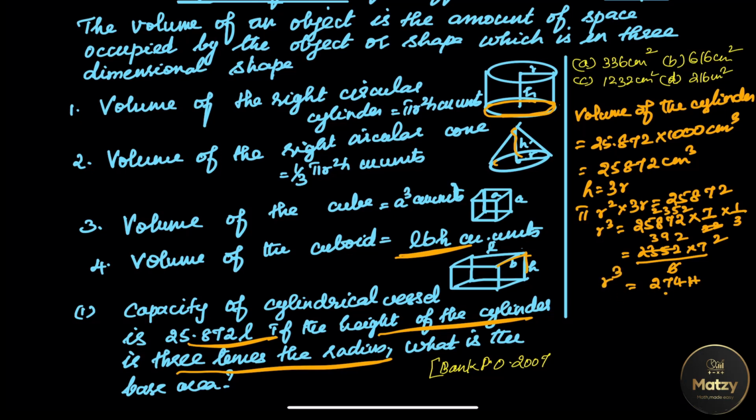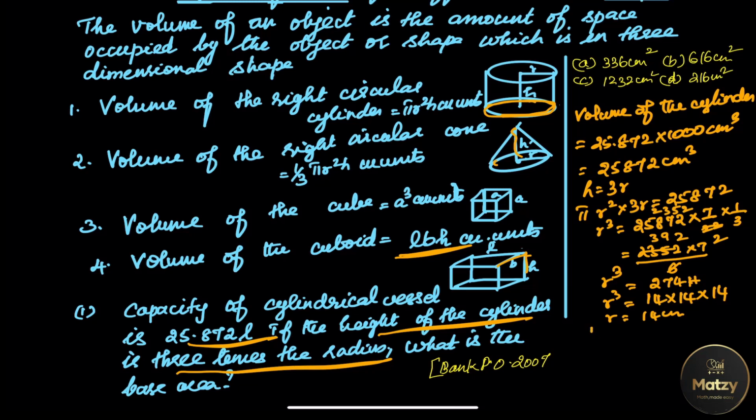So the cube root of 2744 is, see, what is the cube root of 2744? That is, if you multiply 14 into 14 into 14. So r cube is equal to this, so r is equal to 14 centimeter.